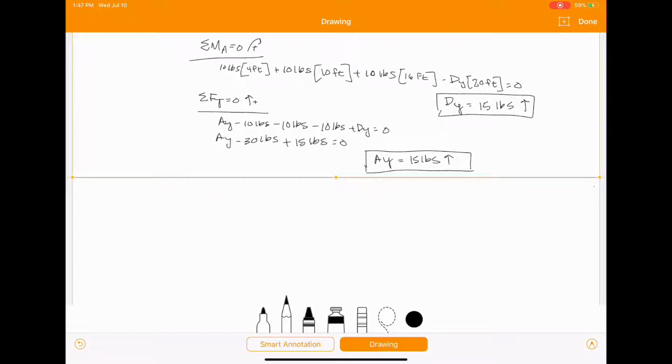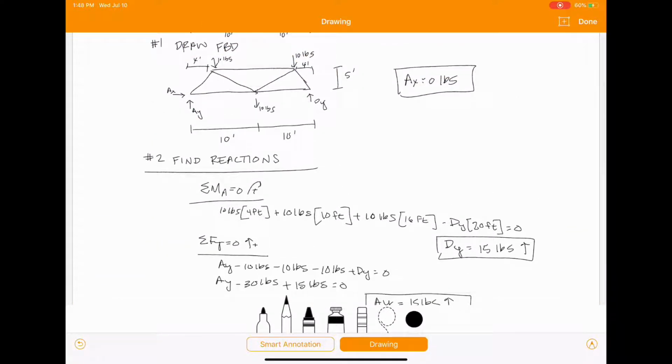So the next thing we want to do is free body diagram each joint with their corresponding equations of equilibrium. And I'll go ahead and show you what that means.